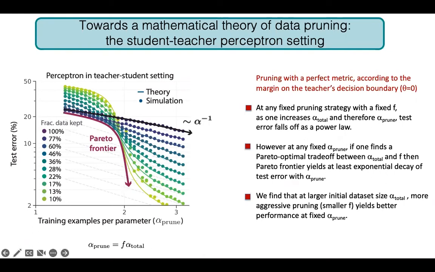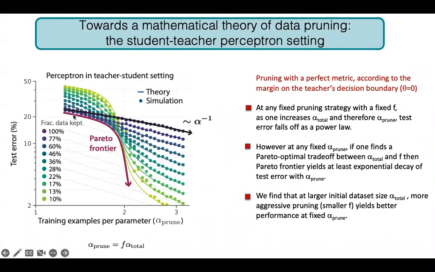However, if you don't change your pruning strategy, i.e. change f with the total amount of data you have, then eventually you'll do better than no pruning, but you'll eventually settle into a similar power law. So you really need this Pareto optimal strategy to achieve exponential scaling, at least in this setting. Very important: this is assuming you have access to a perfect pruning metric. Remember, J probe equals the teacher. So I'm basically pruning the examples with respect to their margin on the teacher's decision boundary. I'll talk about what happens when theta is not equal to zero, so you have an imperfect pruning metric, in a couple of slides.